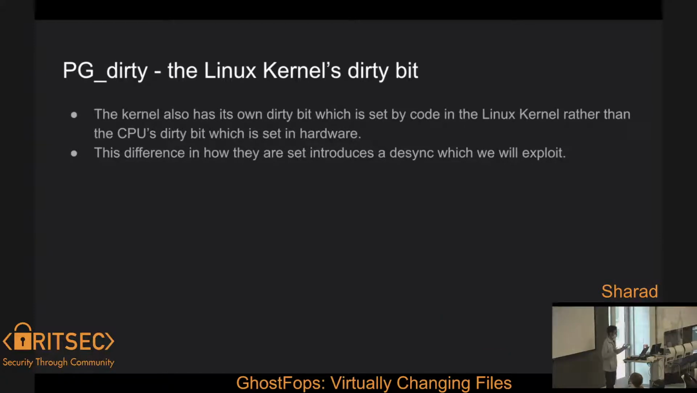So now we come to the PG dirty. That's the Linux kernel's own personal dirty bit. Within the Linux kernel, there's a thing called the struct page. So in addition to the PTE data structure that the CPU has, there's also the struct page, which is the kernel's page management data structure. It contains a lot more information, which makes it a lot more useful for the kernel. The important thing to know about this dirty bit is that it functions almost the same way as the PTE dirty bit, but it's set by software. It has to be set manually by code. So there are actually cases where the PTE's dirty bit is set, but the kernel's dirty bit is not. This desynchronization is really what I exploit here.